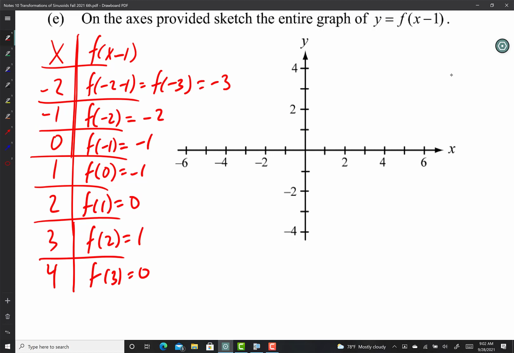So negative 2, negative 3, negative 1, negative 2, 0, negative 1, 1, negative 1, 2, 0, 3, 1, 4, 0. And there's your graph. And notice, did it move one time to the right? Yeah.